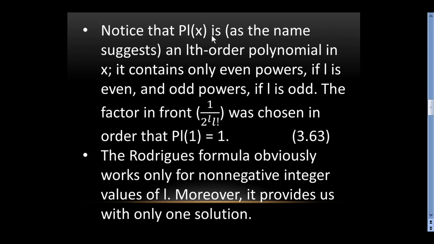Notice that PL(x) is, as the name suggests, an Lth order polynomial in x. It contains only even powers if L is even, and it contains odd powers if L is odd. The factor in front, 1 upon 2 raised to L into L factorial, was chosen in order that PL(1) is equal to 1.